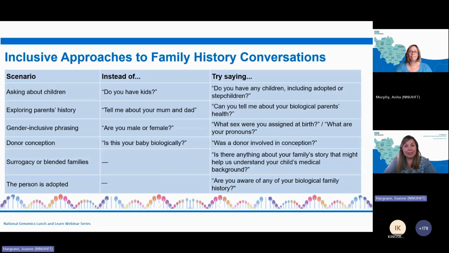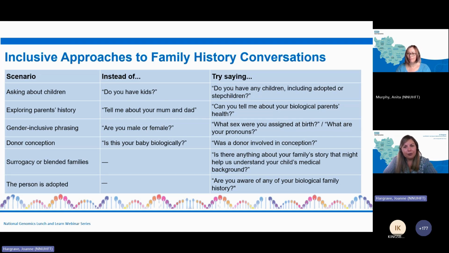So we didn't want to go away from this session without thinking about that holistic care. So we just wanted a couple of slides just to emphasize this. When we talk about family history, it's important to recognize that not every story fits the traditional narrative. Families are diverse, spanning cultures, structures, and lived experiences. And our approach to these conversations must reflect this.